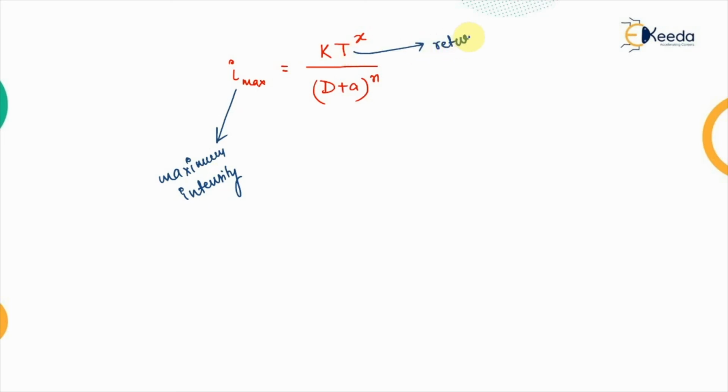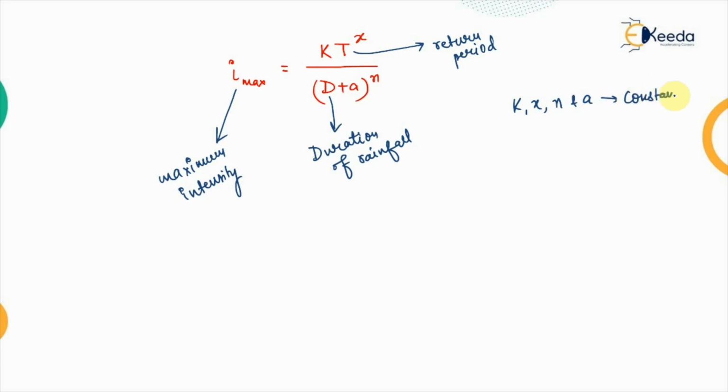and capital T is known as the return period. That means after what duration a rainfall of a particular intensity will return to the catchment area under consideration. Capital D represents the duration of the rainfall, while K, x, n and a are constants which have different values depending upon the locations of the stations.